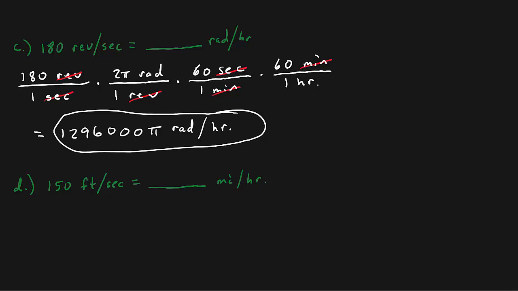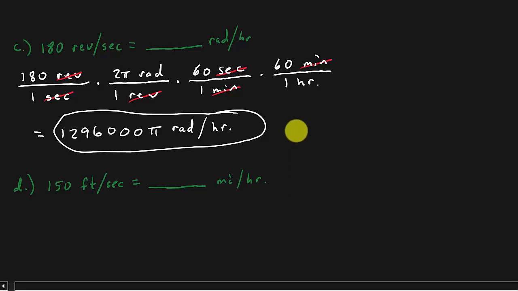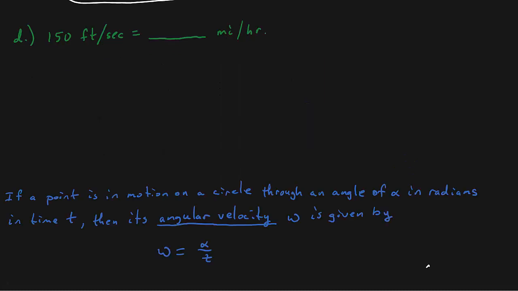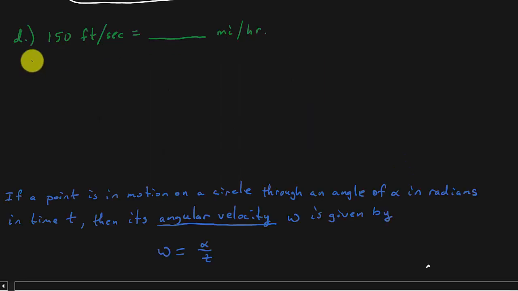All right. So let's look at the next one. So this one, we're looking at 150 feet per second equals, and then we want to change that to miles per hour. All right, so let's see what we've got here. We've got 150 feet per 1 second.